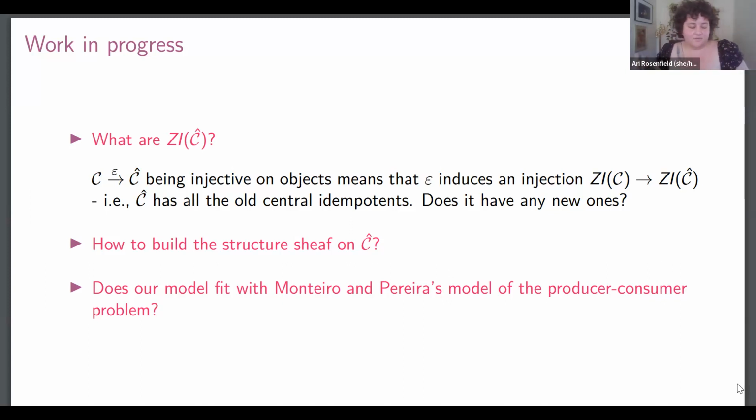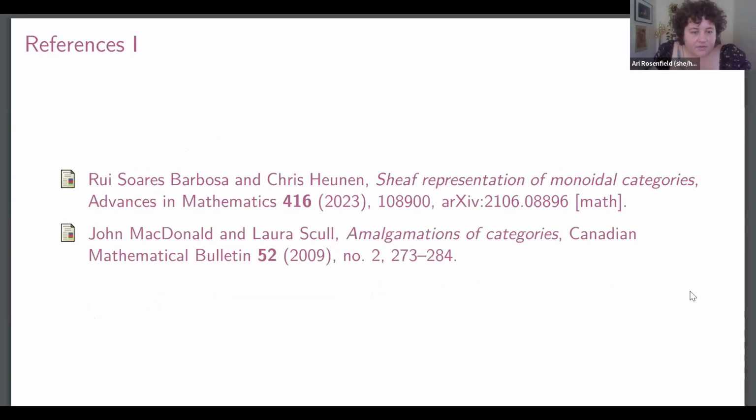So if you were in the Adjoint School and you read Chris's paper on sheaf representations of monoidal categories, we think the construction should go something like that. And then the paper that Luke just mentioned, Montero and Pereira, with their model of the producer-consumer problem, we want to check to make sure our model fits with theirs. Yeah, and I think that's all we have.